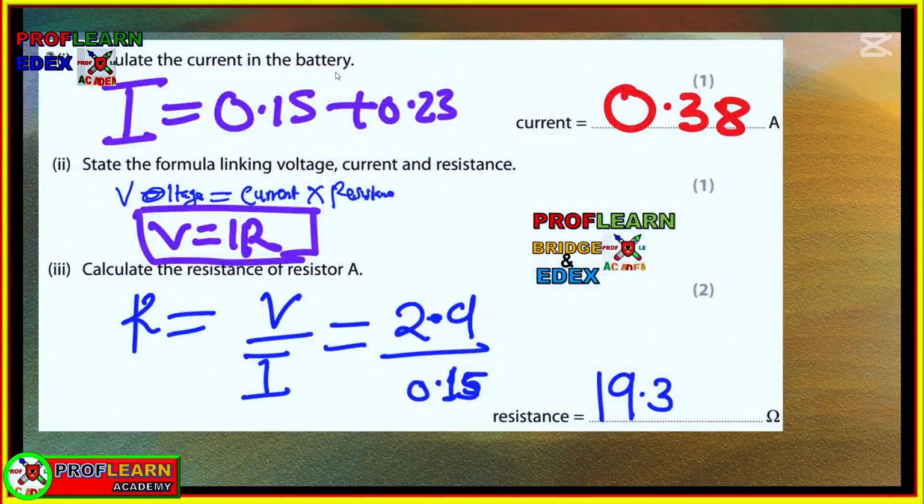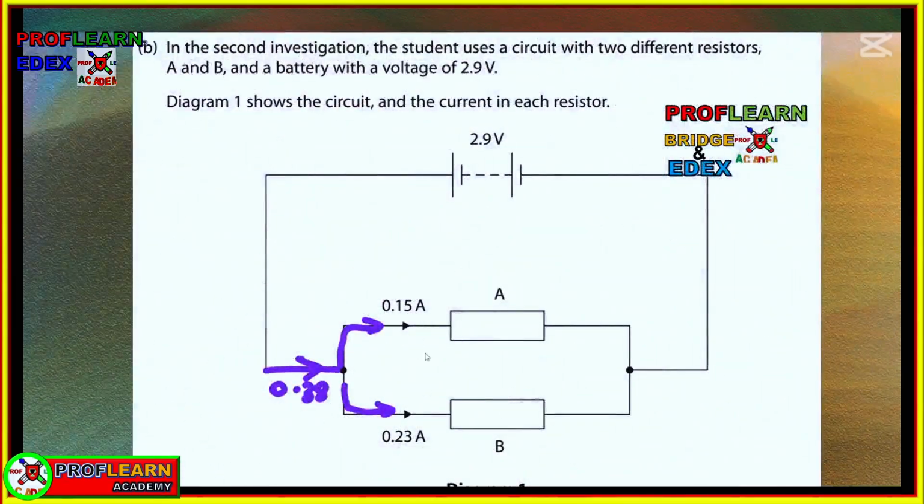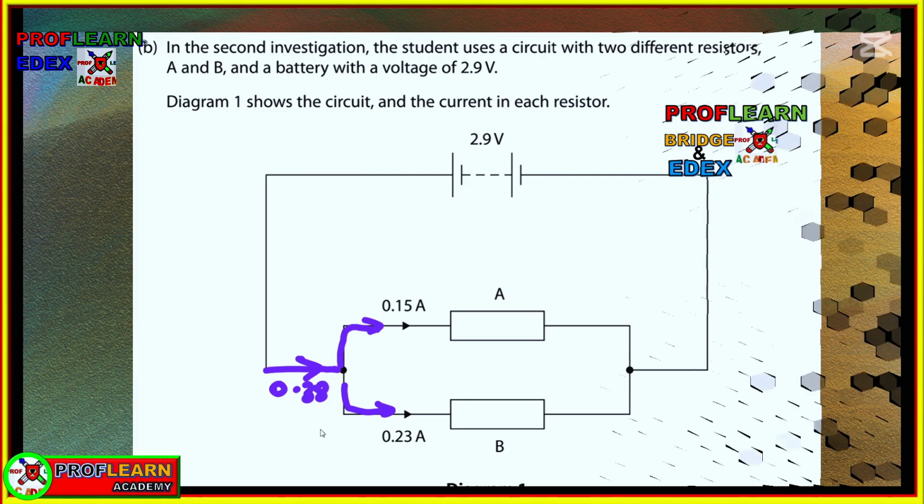Calculate the current in the battery. In order to calculate the current in the battery, we are supposed to add these two, because these two currents are splitting from this point. So it will be 0.15 amperes plus 0.23, and that's going to give us 0.38.